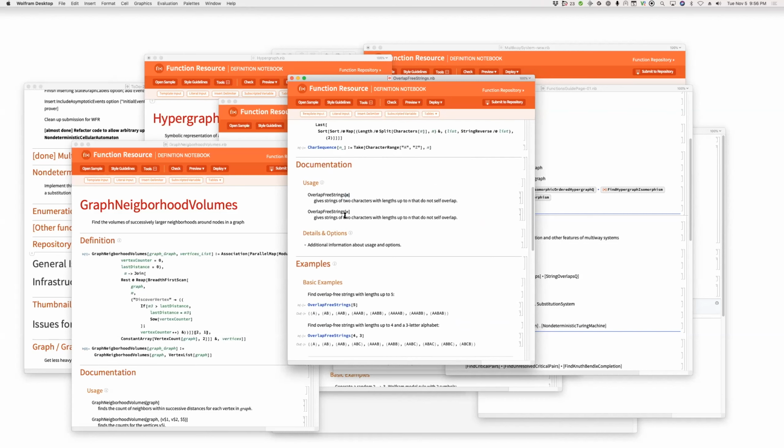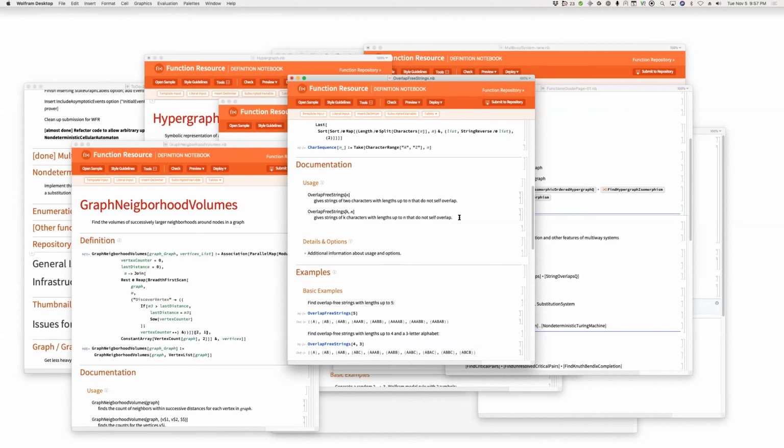And the length should probably not be called n. What should it be called? Well, actually, gives strings of 2 characters with lengths up to n. Okay, so then the next case is k, comma n, gives strings of k characters that do not self-overlap.